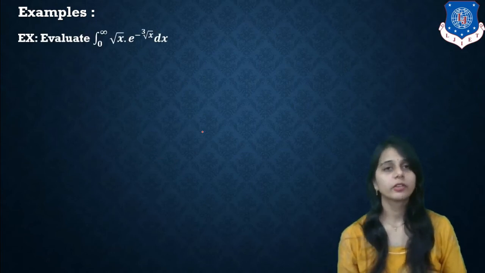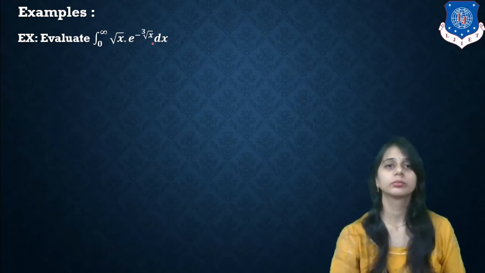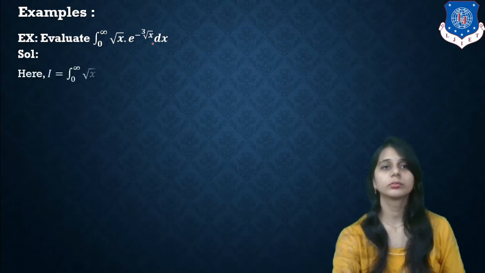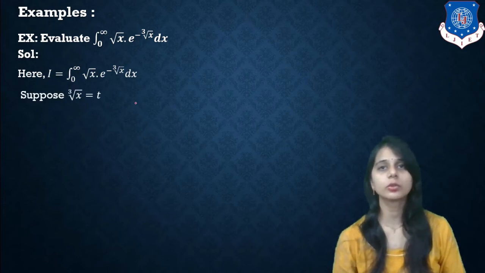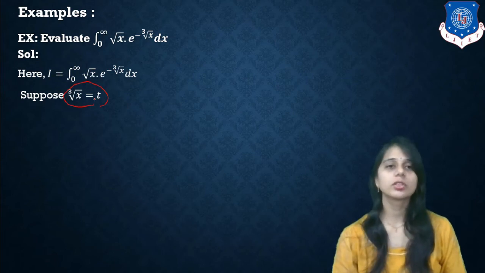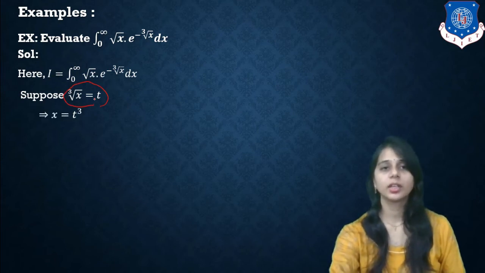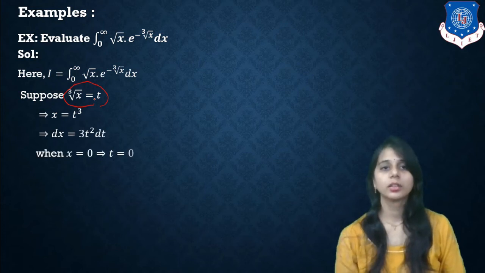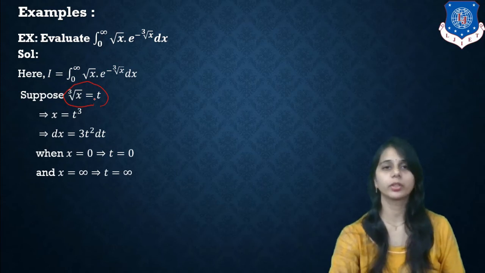Now you have to evaluate 0 to infinity under root x e raised to minus 3 under root x dx. Solution: I equal to 0 to infinity under root x e raised to minus 3 under root x dx. We assume 3 under root x as t. So what is our dx? x equal to t cube, so dx equal to 3t square dt. If x equal to 0, t equal to 0. If x equal to infinity, t equal to infinity.